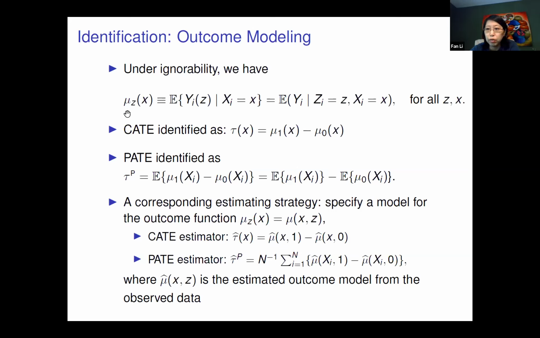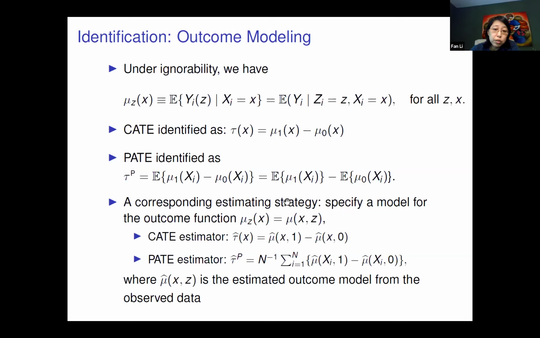We use mu to denote the potential outcome distribution at arm z. Then this potential outcome distribution can be identified by the marginal distribution of the observed data. That's why it's important, right? Because of this, you can identify the CATE from the marginal distribution conditional on the value x, and the PATE, the same way. You can also identify it from the observed data, right?